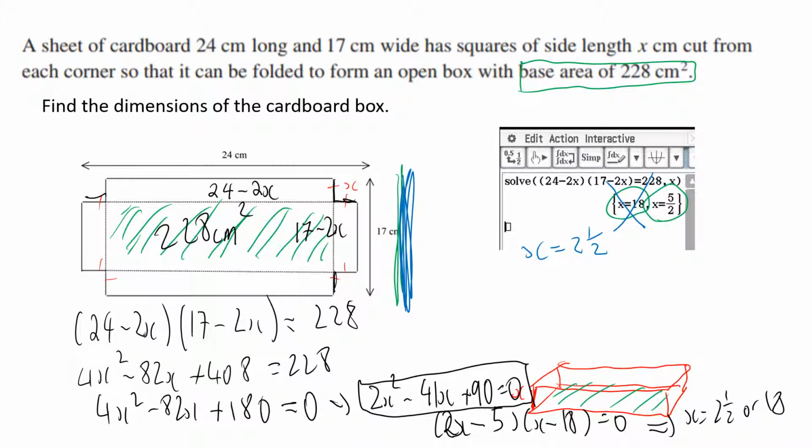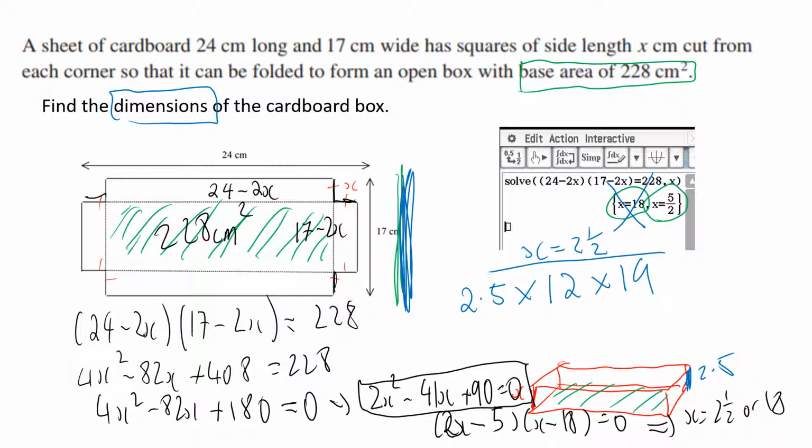The question is though, what are the dimensions of the box? So the dimensions are, let's just write it as, 2.5 is the height of the box. There it is, there's 2.5. The width of the box is 17 minus 2 lots of x, so 17 minus 5, which is 12. And the length of the box is 24 minus 2 lots of x, which is 19. So these are the dimensions of the box. That's height by width by length. Okay, all in centimeters.